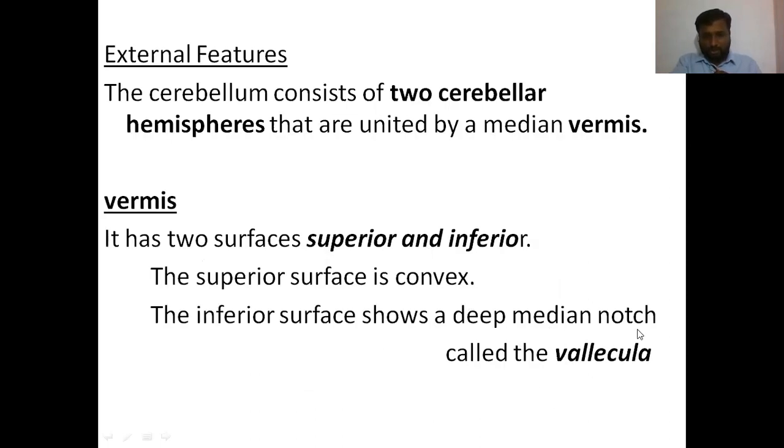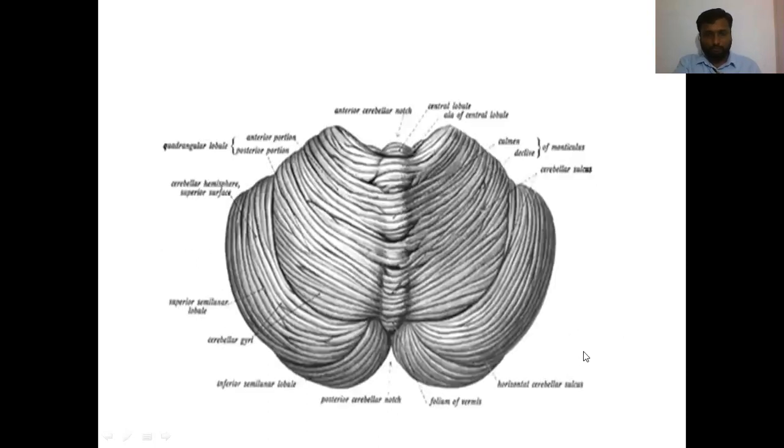There it shows a median notch known as the vallecula. So that's all about the vermis. It has two surfaces, a superior convex surface and an inferior concave surface. There it has a notch over that depression. It is known as the vallecula. So, clear: two cerebellar hemispheres and a connecting vermis.